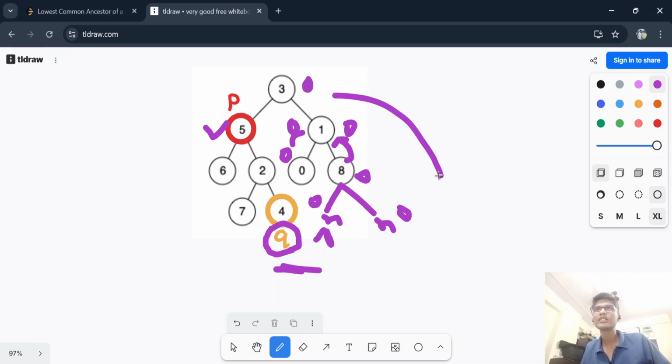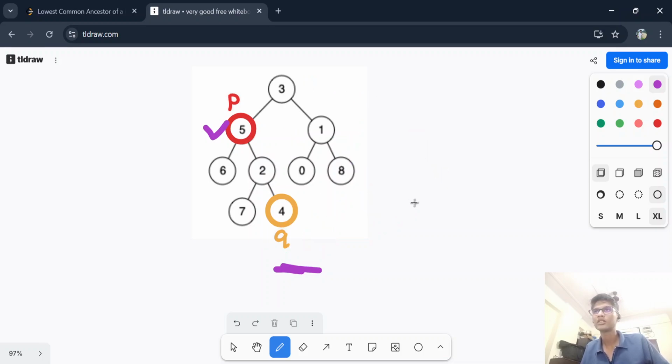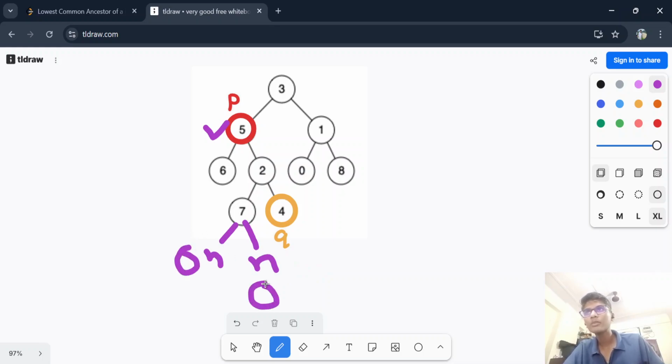So it means in this side we do not have it. And suppose like this only. Now, this 7 dot left and right are null and null. Yes, 7 dot left and right are null. So this will return me 0 and this will also return me 0. And this 7 is also not equal to q or p. It is not equal to any of them. So it will also return me 0.